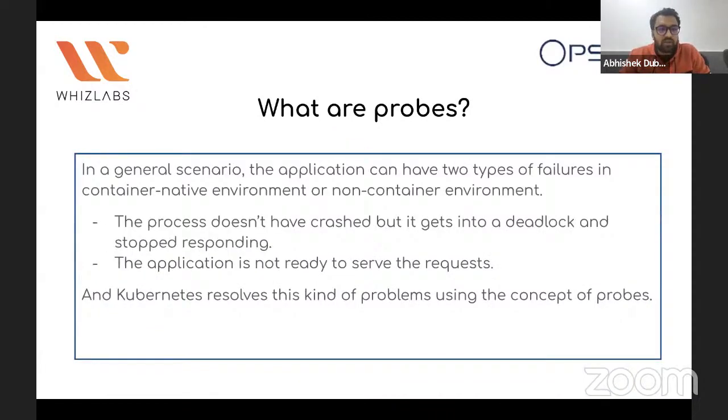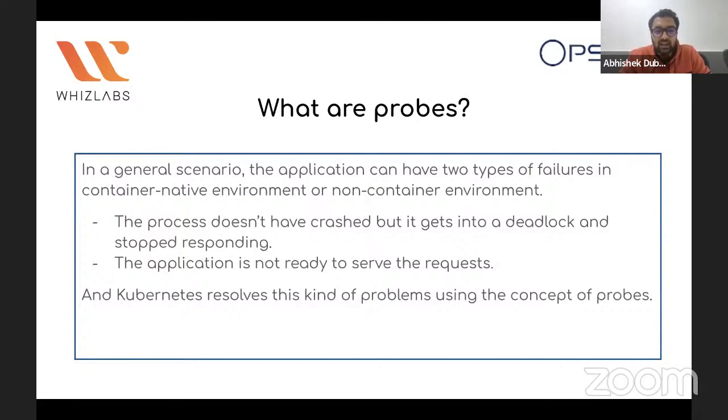Now, what are the probes? If I take a general scenario, in a container-native or non-container-native environment, the application could have two types of failure. One is when we have deployed the application and it is starting up. In that case, it is not ready to serve requests. If we still send traffic to an application which is in the initializing phase, that traffic will completely fail. Ideally, we should not send traffic to that kind of application.